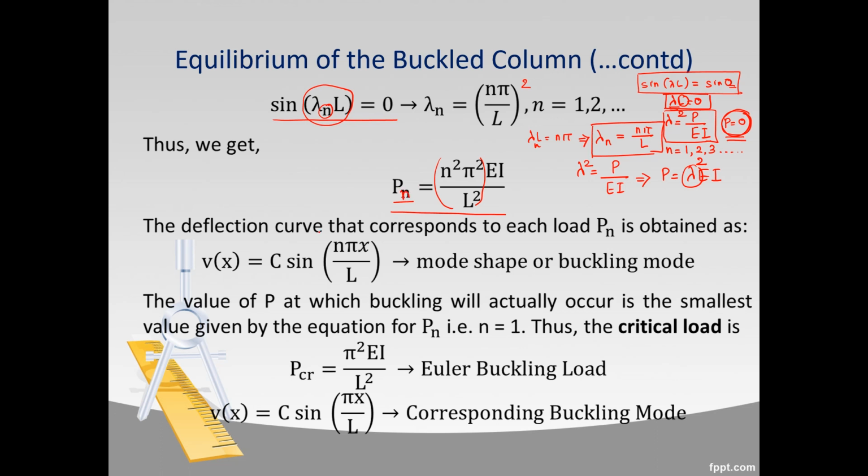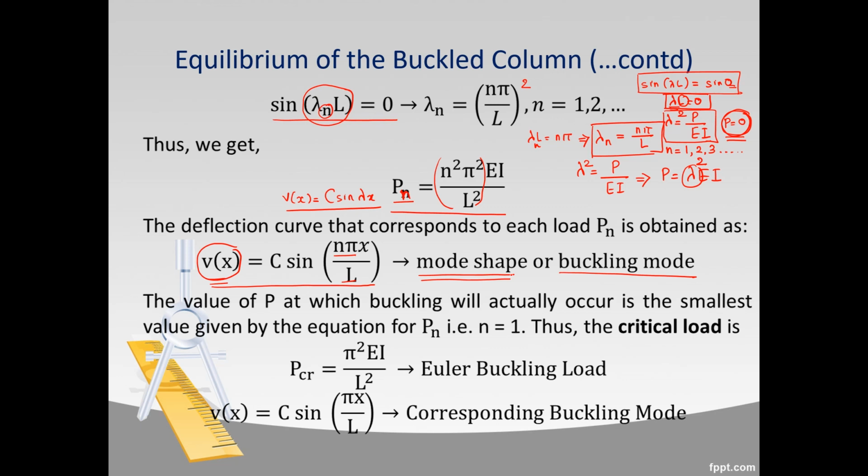Similarly, the deflection curve that corresponds to each load Pn is obtained as C into sine n pi x by L. Since we have V x given as C into sine lambda x, instead of lambda, we write n pi by L. This gives us the equation of the deflection curve. Now this is also known as the mode shape or the buckling mode. That means the shape into which our column is deflected based on the load Pn.